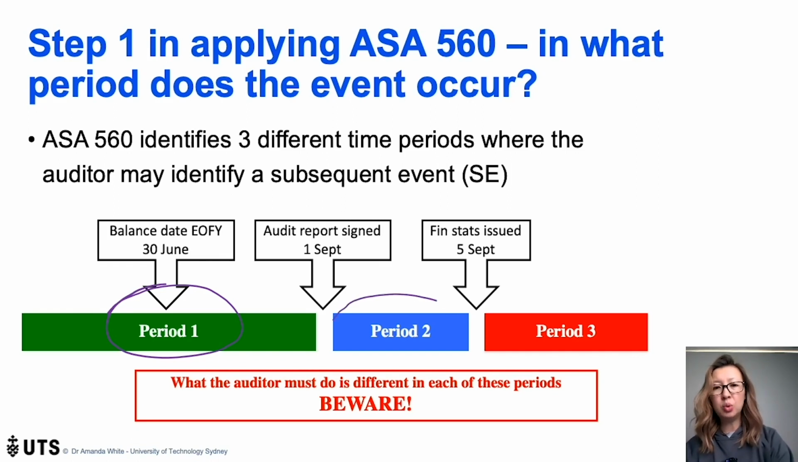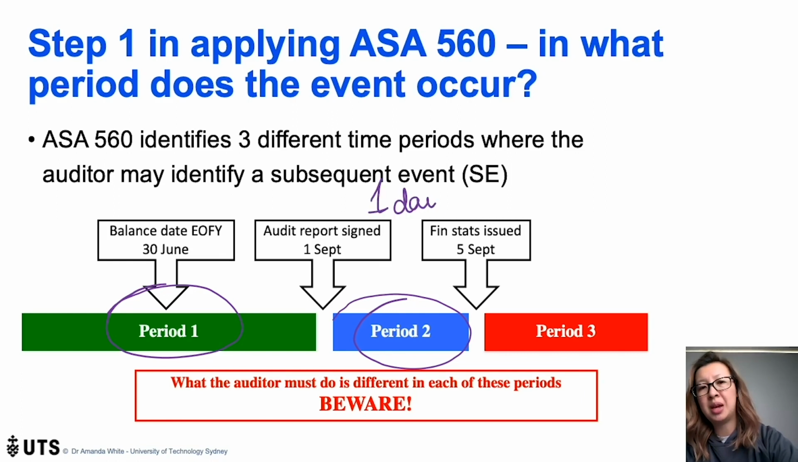Period 2 is the very small window between when I sign my audit report and when the financial statements are issued by management. Now, that window used to be weeks and weeks. You might find that in practice, this window might even be as small as 1 day. So period 2 events are becoming more and more rare.